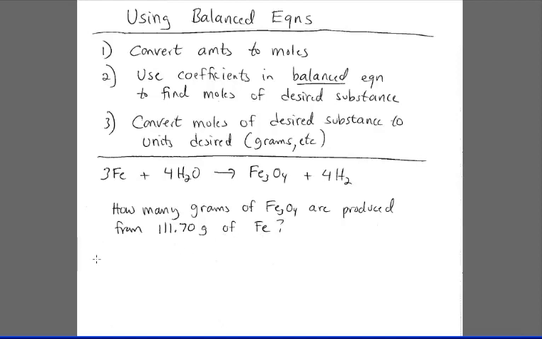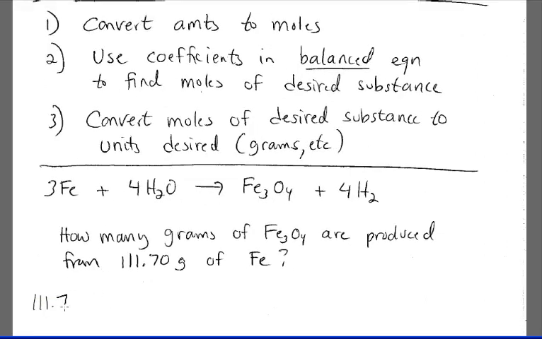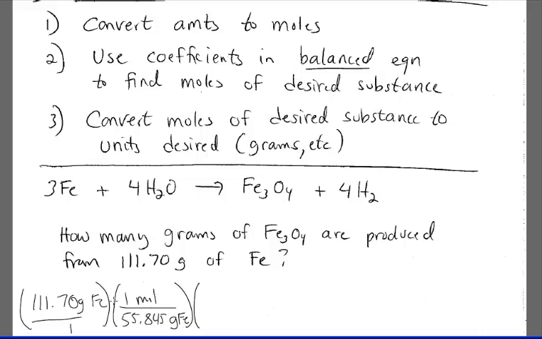Okay, so we can set up a big long conversion problem. Start with what you're given, 111.7 grams of iron. Put it over 1. Okay, the first step is to convert amounts to moles. This is in grams. To convert to moles, we need the molar mass of iron: 55.845 grams of iron per mole. So that converts to moles. The grams will cancel. So that is step 1.